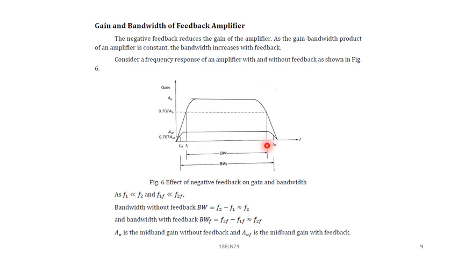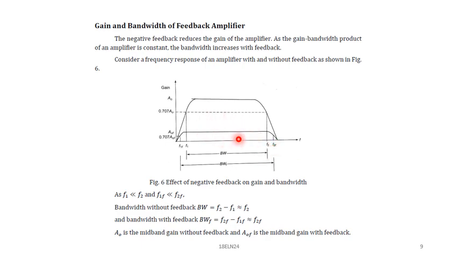Now if I take the difference F2 minus F1, that is the bandwidth without feedback. And here the bandwidth with feedback will be given by F2F minus F1F. You can observe there is an extension in the bandwidth. This cutoff frequency will be determined at 1 by root 2 of the maximum value. So in dB scale we write it as minus 3 dB, that is 20 log of 0.707 gives minus 3. So we determine it at the minus 3 dB value, and that frequency we call the cutoff frequency, F1 and F2.